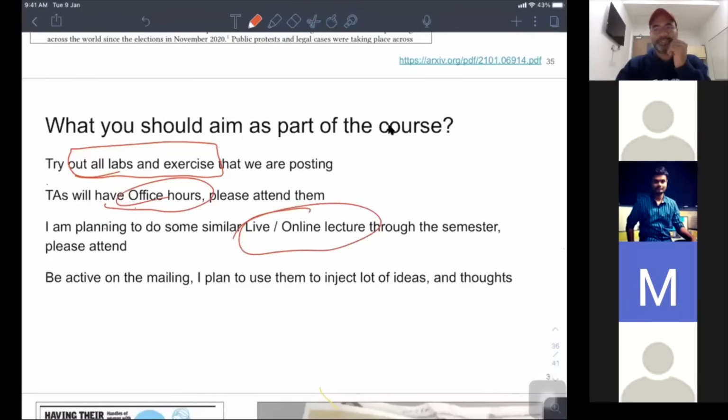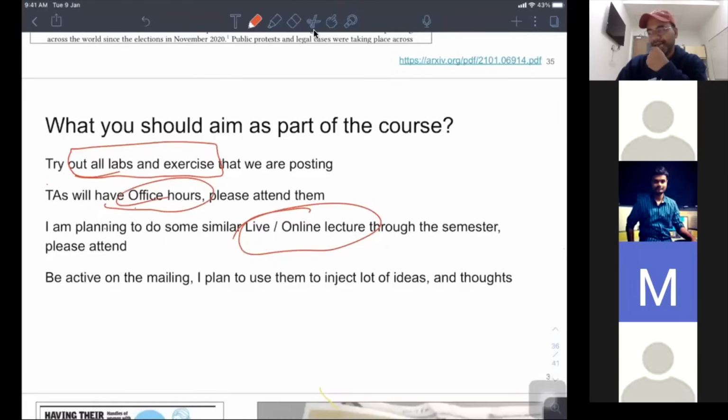I plan to do such lectures on and off on some topics, so please join whenever possible. I'll try to keep it in the evening, like this time, so that it's easier for many people to join, or even a little later, so that more people can join whenever possible.